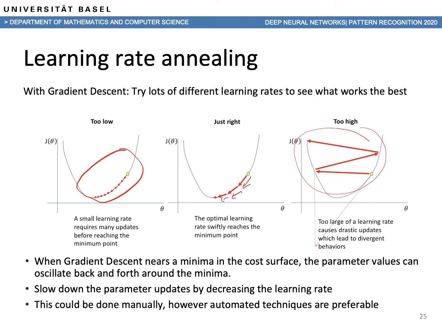Using standard gradient descent, the value of the cost function can oscillate back and forth when getting closer to the minima. So the idea is to slow down the parameter update by decreasing the learning rate the closer we come to our target. This can be done manually, but there are also quite a few automatic methods which try to do this.